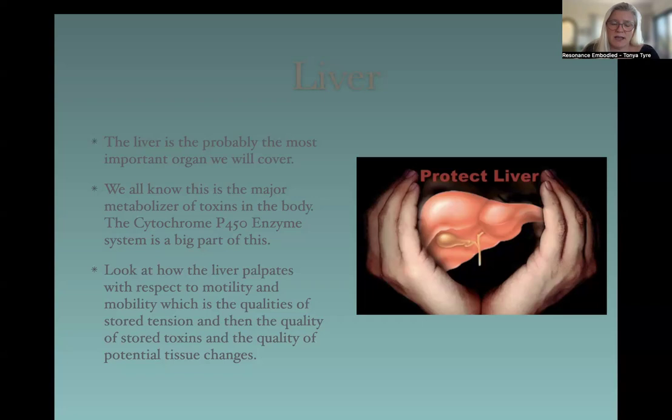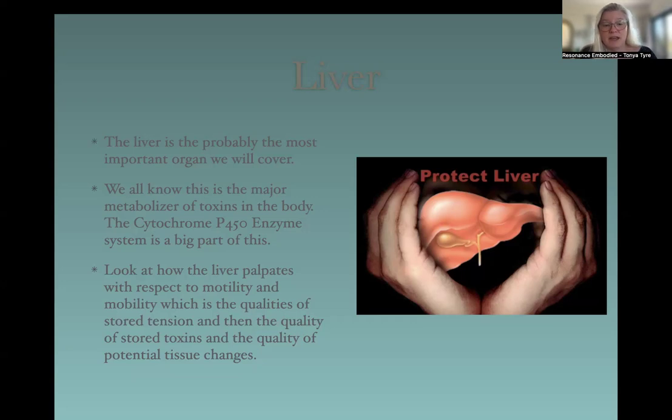Really, as people who work hands-on with the body, we want to look at how the liver palpates with respect to motility and mobility. So, what I mean by those words, motility is actually like the cranial sacral rhythm of the organ. So, each organ has a specific motion. It's considered to be an embryonic motion and it's very subtle, and we can actually discern a lot about the mechanics of the liver, etc., from that motion and what we need to address.